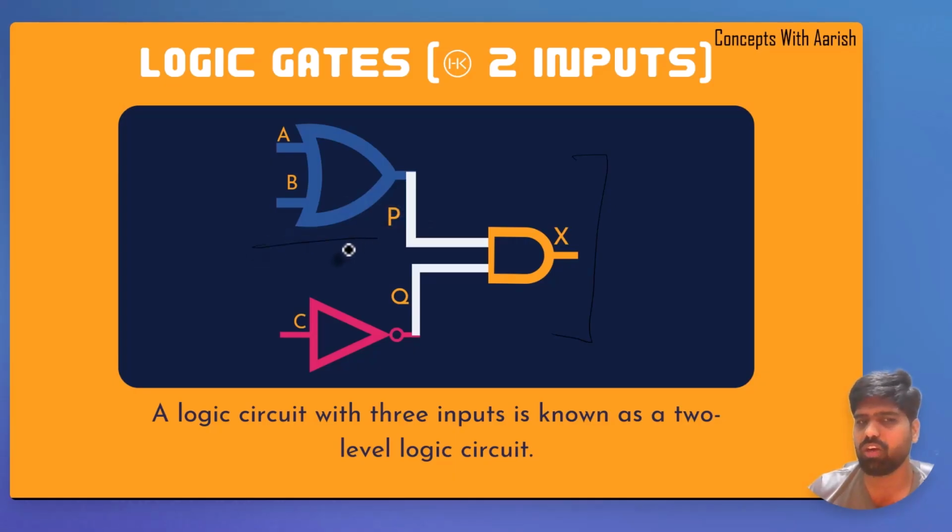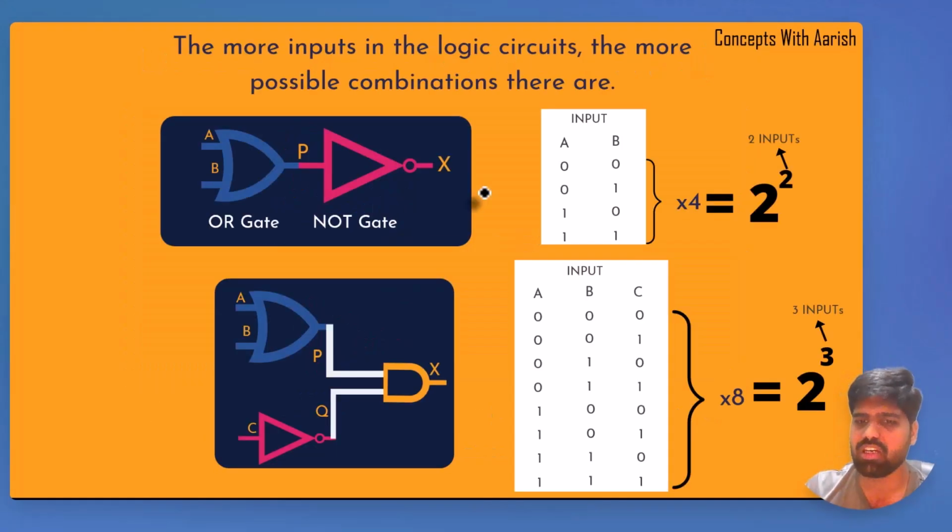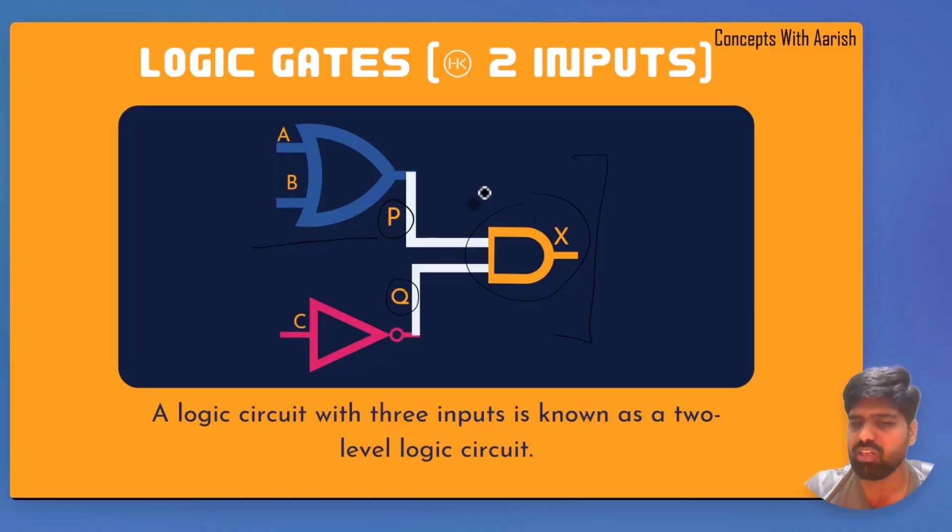First of all, you go with OR, and it gives you an output P. Then there's a C input as well, and you take its Q as an output. Now you combine P and Q, apply an AND gate on them, and then you get a final result. So it's called a two-level logic circuit.